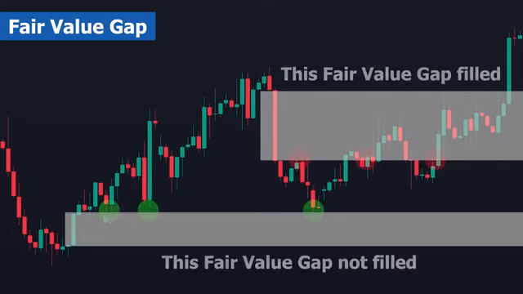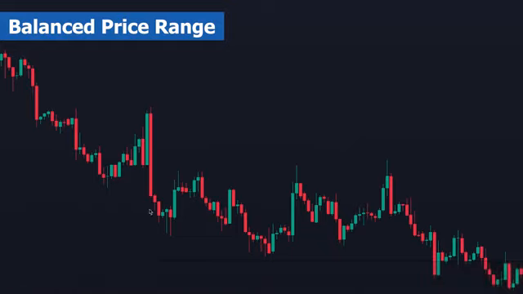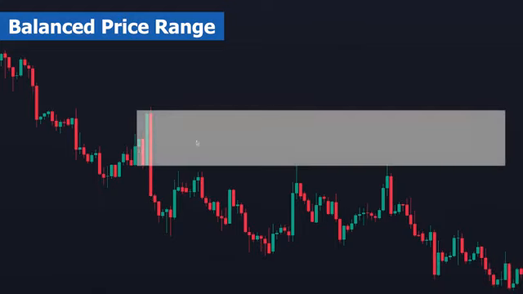Fair value gaps act like a magnet for the future price action, so they can act like supply and demand zones. The next concept is balanced price range, which is formed when we have an aggressive advancing of the price in the form of a long green candle with very small shadows or no shadows in the ideal situation, and then instantly we have an aggressive declining of the price which closes below the previous candle. Similar to fair value gaps, this area acts like a magnet for the price, and we have retest and rejection from these areas. Balanced price range also sometimes signals the beginning of a market structure shift.